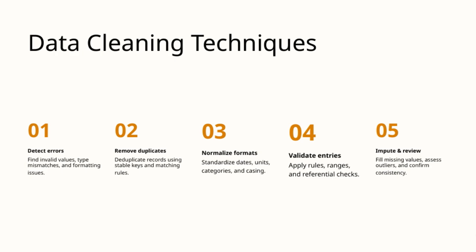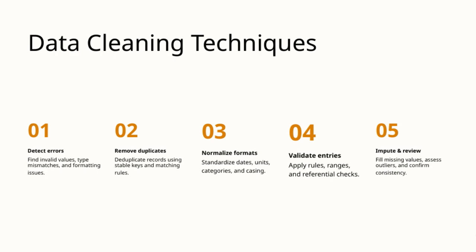Next, we move on to removing duplicates by using stable keys and matching rules to ensure each record is unique and accurate. Then, we normalize formats, standardizing dates, units, categories, and casing so that everything is consistent across the dataset. After that, we validate entries by applying rules, ranges, and referential checks to catch any inconsistencies or outliers. Finally, we reach the impute and review stage, where we fill in missing values, assess outliers, and confirm overall consistency.